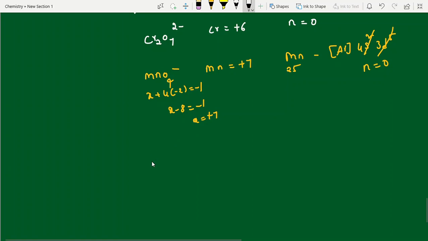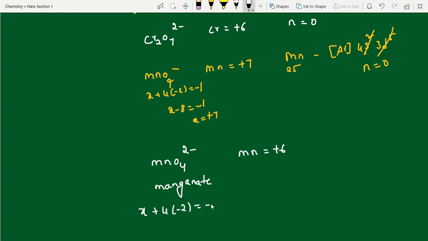This is MnO4 2 minus, what we call manganate. Here the manganese oxidation state is plus 6. Minus 1 means plus 7, here you will get plus 6. x plus 4 into minus 2 equal to minus 2, x minus 8 equal to minus 2, x equal to plus 6. Clear? That's it.